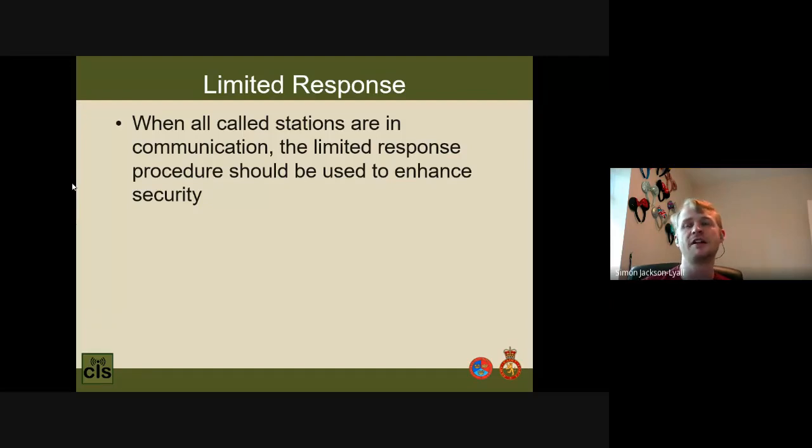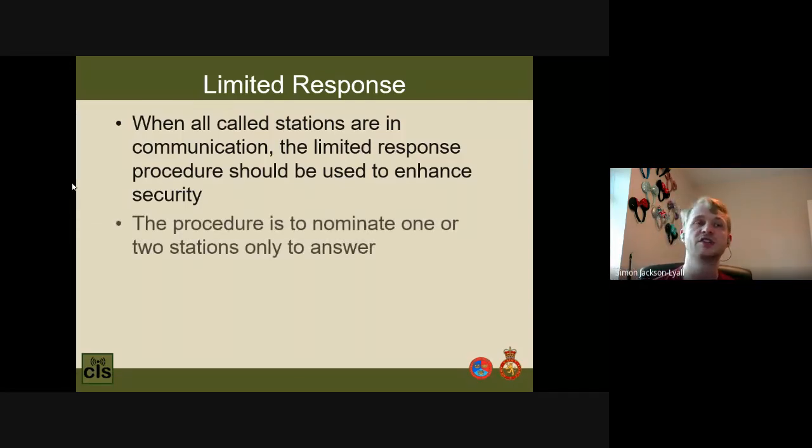But sometimes you don't want everyone to respond. If you did have a Charlie Charlie call sign with 10 people in it, do you want to have everyone come back to you? Because that increases the transmission time, and it stops other messages getting through, but it also decreases security, because now the enemy can more easily start building up a picture of who's in that net and all the different call signs.